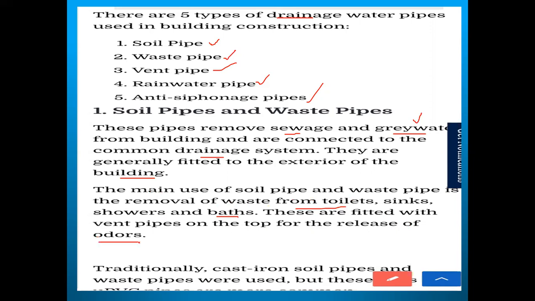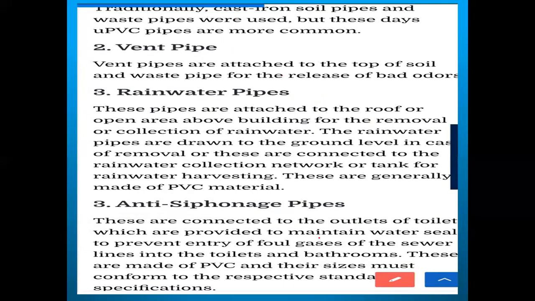So what is the purpose of vent pipes? These are fitted on the top of the roof for release of the odors and the bad smell or foul smell. Next, traditionally cast iron soil pipes and wastewater pipes were used. So for soil pipes and wastewater pipes, conventionally what are we using? Cast iron pipes for soil pipes and wastewater pipes are generally used, right? But these days we are using UPVC pipes.